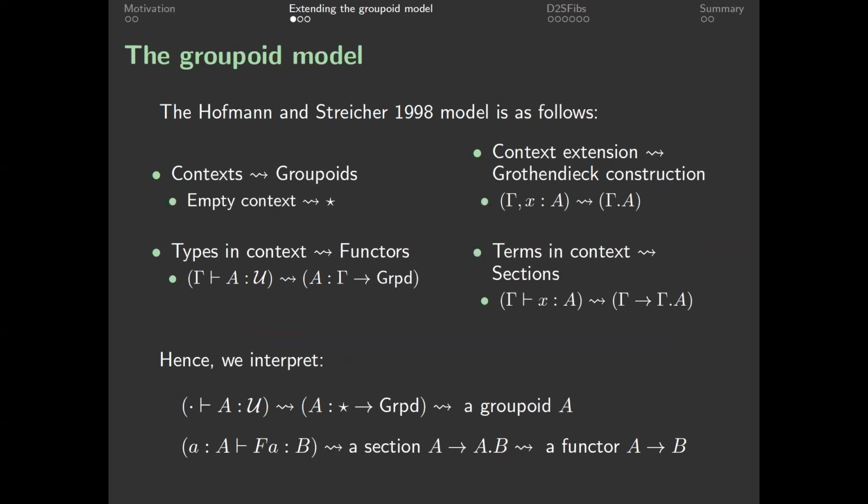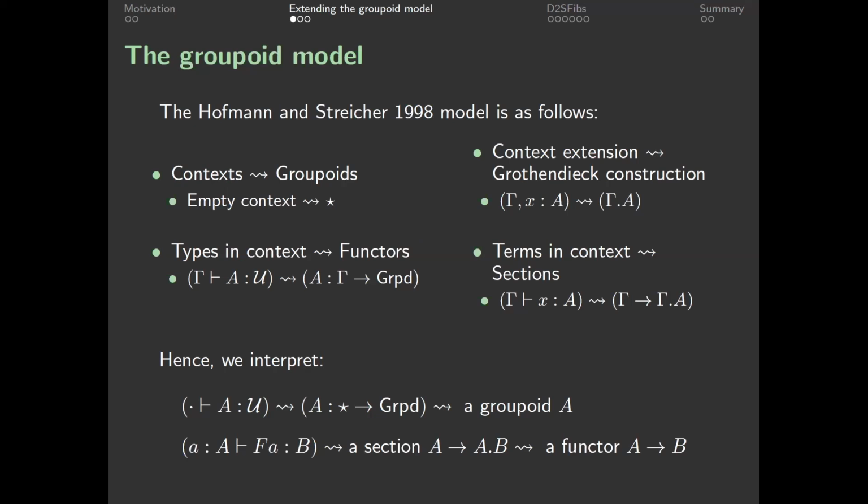So to recap, the groupoid model is as follows. We interpret contexts as groupoids. In particular, the empty context is interpreted as the terminal groupoid. Types in context are interpreted as functors. So a type A in context Γ is interpreted as a functor A from Γ to Groupoid. The context extension is the Grothendieck construction of the functor associated to the type A. And terms in a context are sections of the canonical projection from the Grothendieck construction.